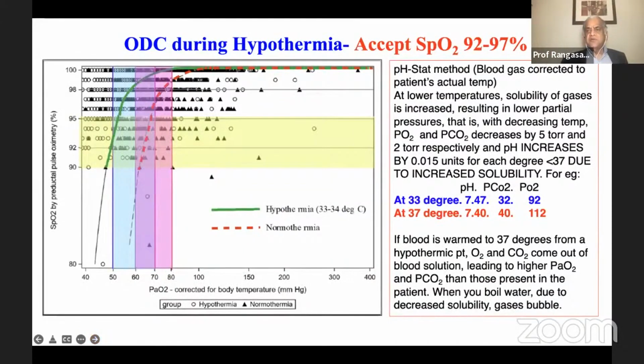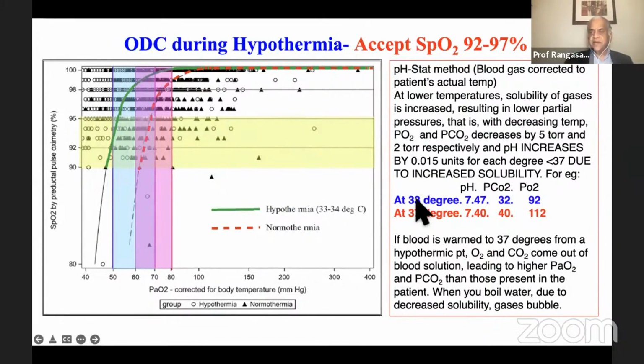What happens in babies when you are cooling them on hypothermia treatment? This is what happens. Because of the solubility of gas, here we use the pH stat method. Most of you hopefully use the pH stat method, where the blood gas is corrected to the patient's actual temperature. At lower temperature, the solubility of gas is increased, and therefore results in lower partial pressures of gas.